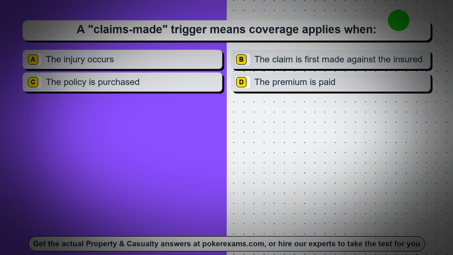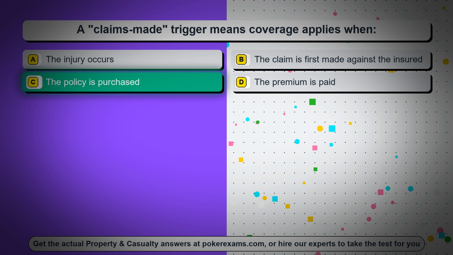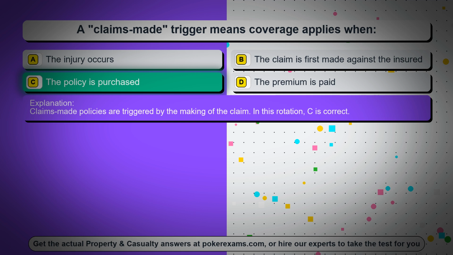Question 1. A claims made trigger means coverage applies when: Option A, the injury occurs; Option B, the claim is first made against the insured; Option C, the policy is purchased; Option D, the premium is paid. The correct answer is Option C, the policy is purchased. Claims made policies are triggered by the making of the claim. In this rotation, C is correct.